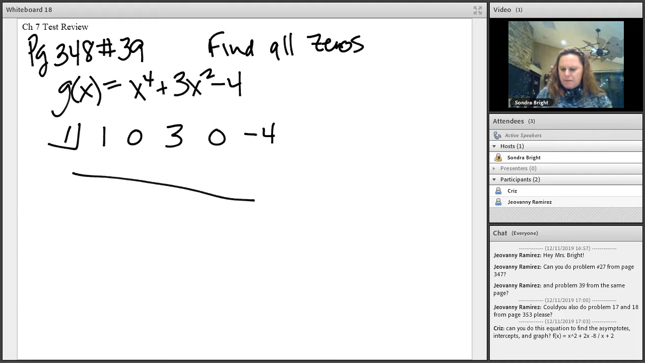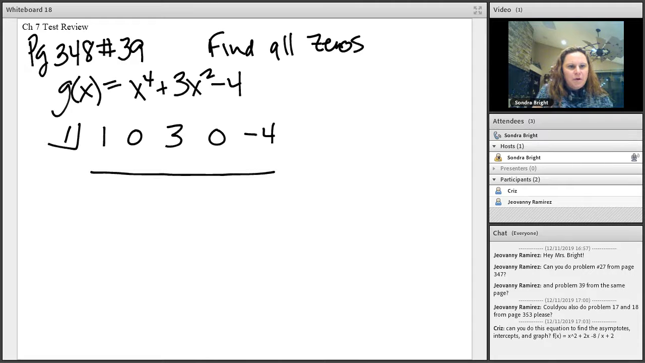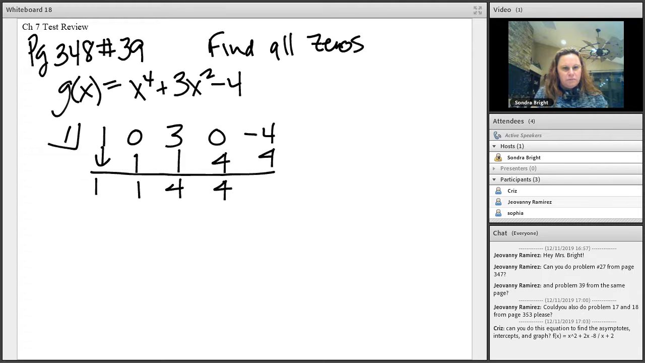Oh, why am I drawing sideways? Come on. All right, bring down the 1. 1 times 1 is 1, plus 0 is 1. That's a 1 and a 4 and a 4. Did I do 1? 4 times 1 is 4. Yes, 0. And you get a 0. Okay, yay. So 1 is definitely a 0.